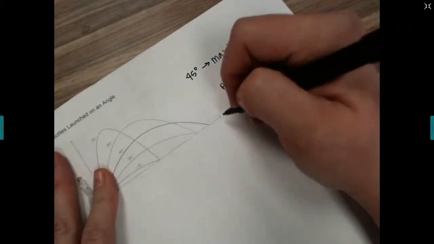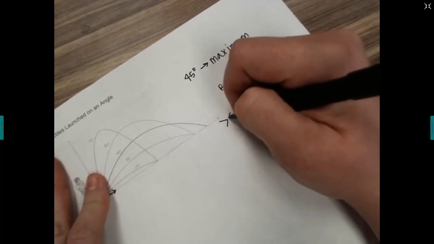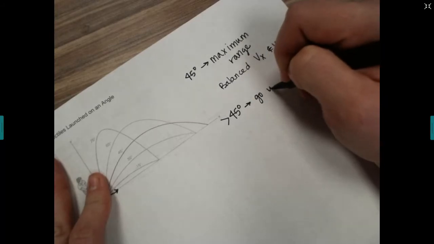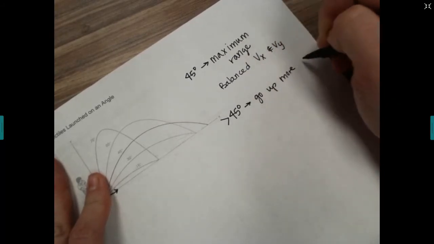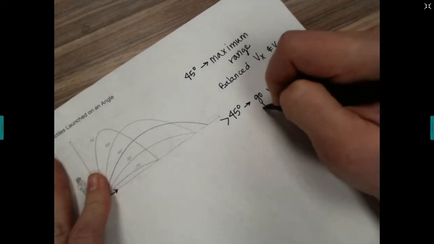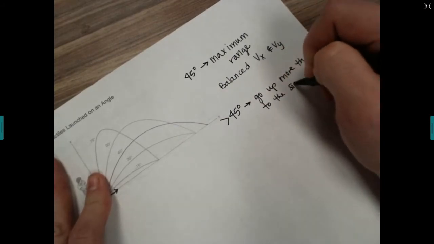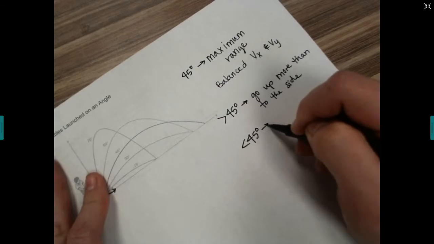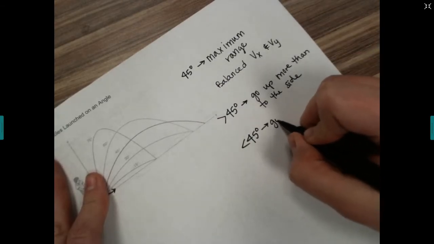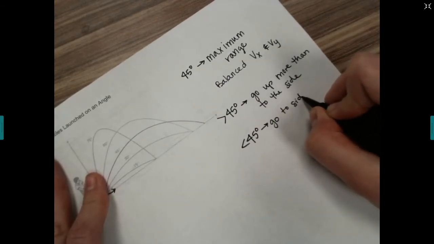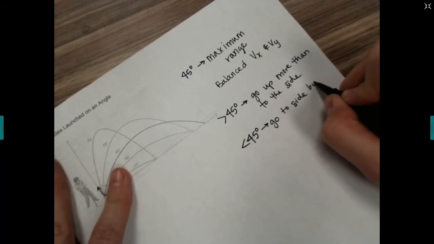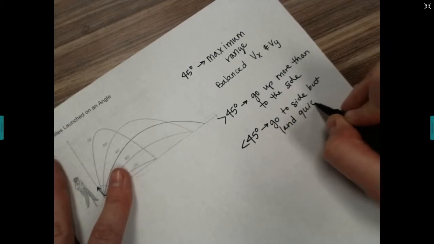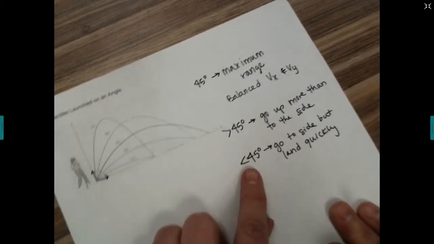If you go above 45, you're going to go up more. Right? And if you're less than 45, you're going to go to the side, but land quickly. So that's just a summary of what happens at different angles.